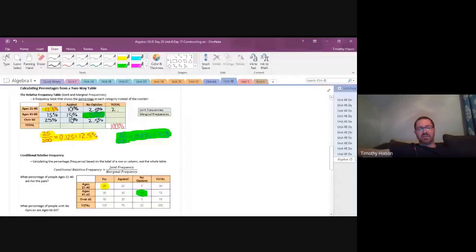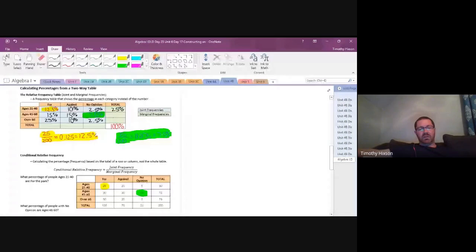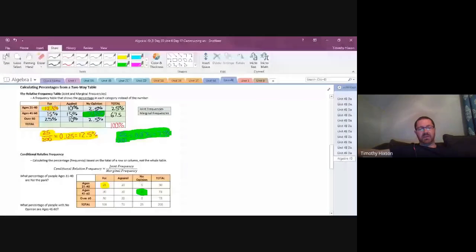But remember, this is the total of this row. So if I add these up, 12.5 plus 10 is 22.5, plus another 2.5 is 25. So that right there is the total. And again, this is a way that you can double check yourself. You can either take the percent right out of here. For example, 75 out of 200 is going to be 67.5. Or you can simply add up the values in the row.